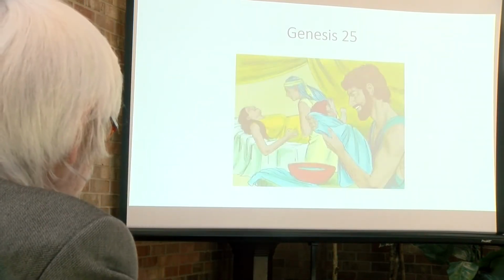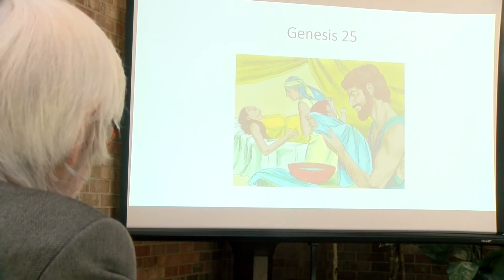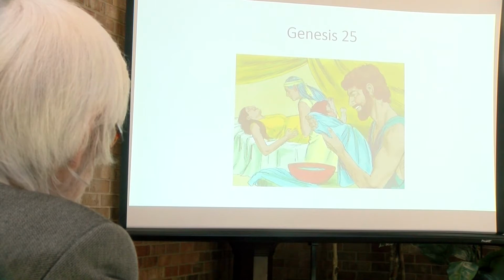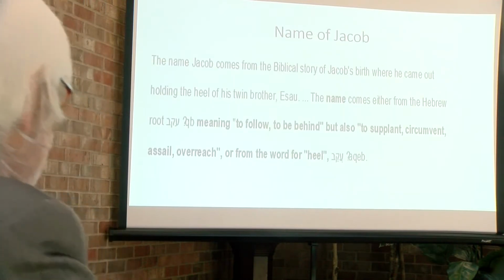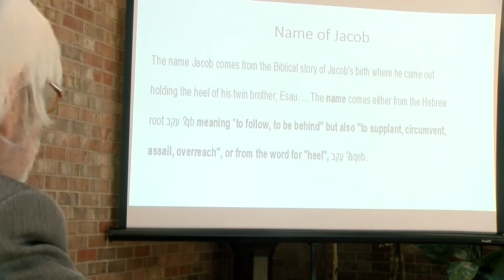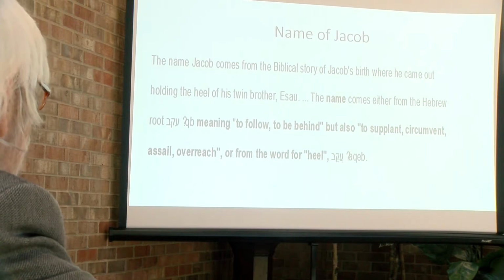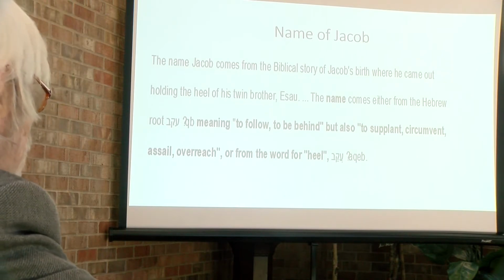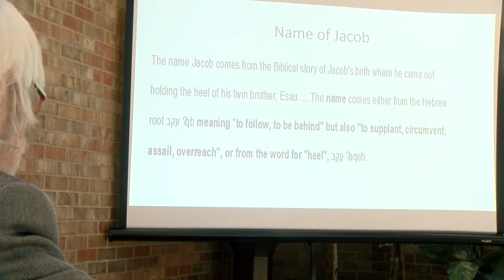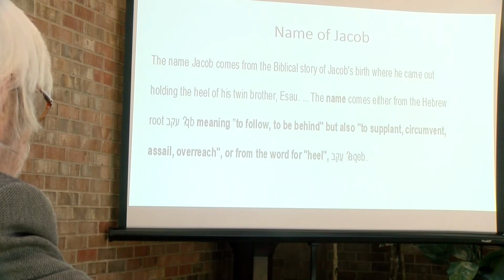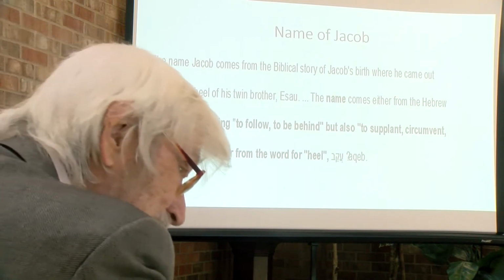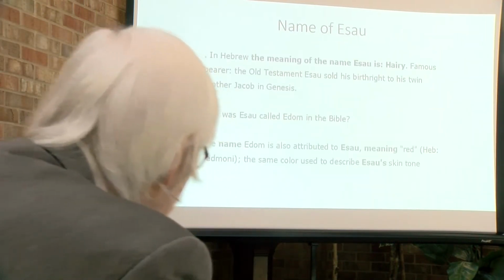Here's a picture of Isaac holding the firstborn, namely Esau. In the background, you see Jacob is about to be born. The name Jacob comes from the biblical story of Jacob's birth when he came out holding the heel of his brother Esau. This name comes either from the Hebrew root, meaning to follow or to be behind or to supplant, or it could actually mean the word heel itself. I found that rather interesting.